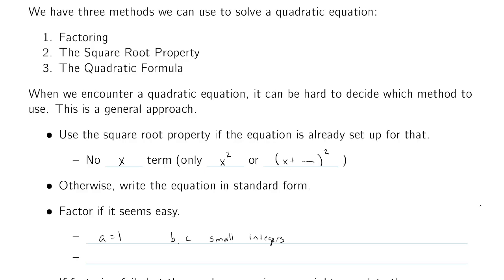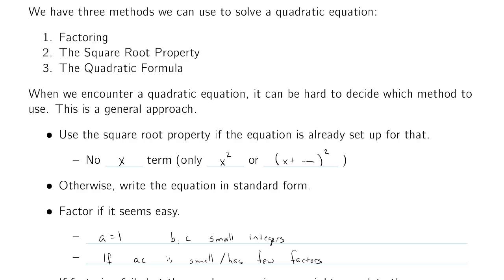Factoring is also pretty easy if AC is small or has few factors. So I would say if A is 2, factoring is probably still going to be easier than the quadratic formula. Now, of course, sometimes factoring just doesn't work. You search through all of the factors of AC, and there's just no way to get your middle term. Or sometimes you try to factor and you just can't spot it.